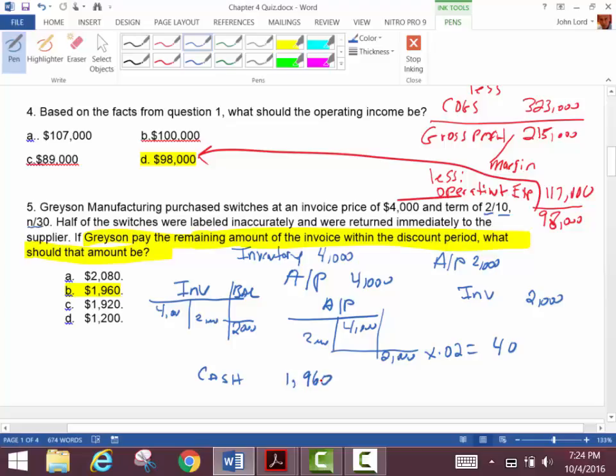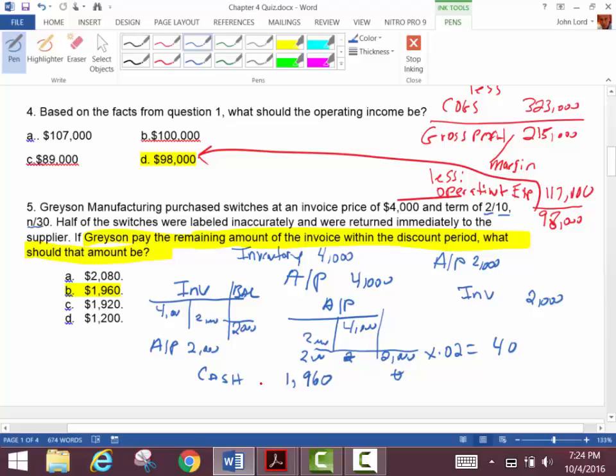I'm going to pay him $1,960. I'm going to go ahead and debit the account payable for the full what? For the full 2,000 because I'm paying the guy off now, right? So if I debit my account payable for 2,000, this is 0 now, isn't it? Okay, now the balance is 0, so I paid that off.